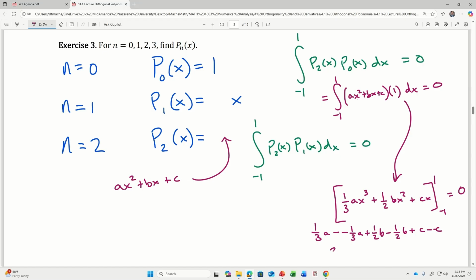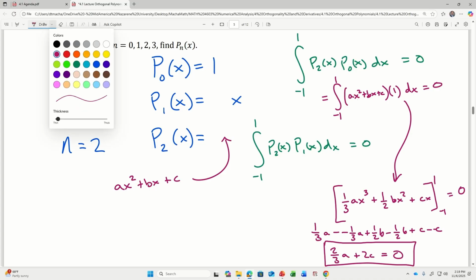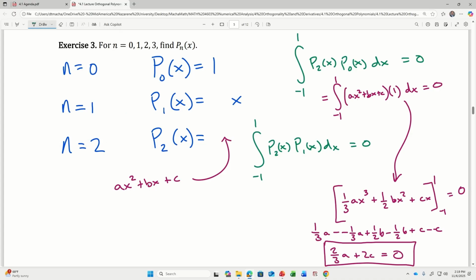So really, this is going to be 2/3 a plus 2c equals 0. That's what we're really learning from this, if I'm just a little bit more careful and I slow down and think through it. Okay, now does everybody agree with me? Does that make sense? Okay. Let's see what else we can learn from here.